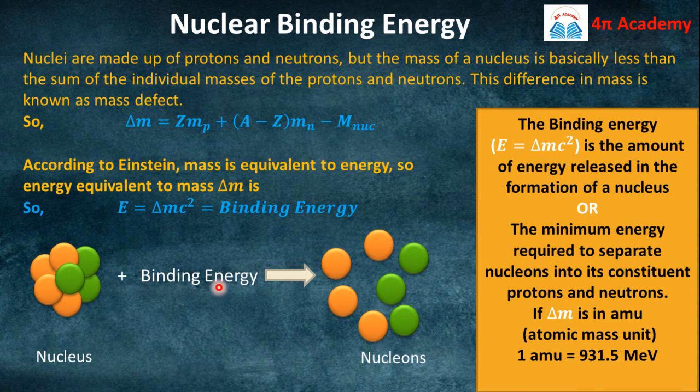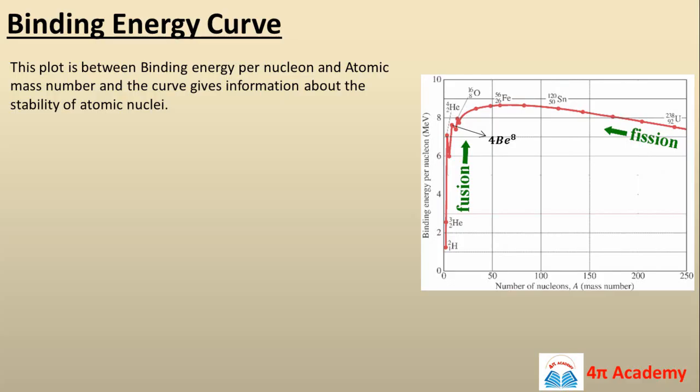The masses of the proton, neutron and nucleus are represented in terms of atomic mass unit, also known as AMU or u. To convert this mass into energy, we use the relation 1 AMU equals 931.5 MeV, so we can directly convert mass into million electron volts using this formula. In the last slide we saw how to calculate the binding energy of a nucleus, and in this way we can calculate the binding energy of different nuclei.